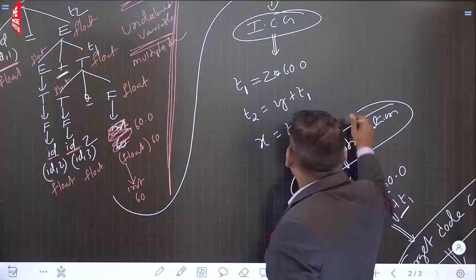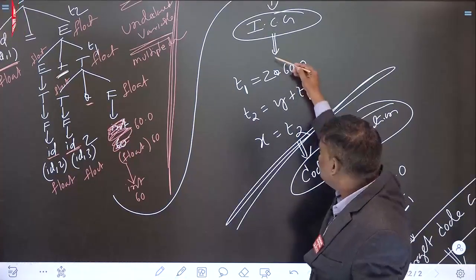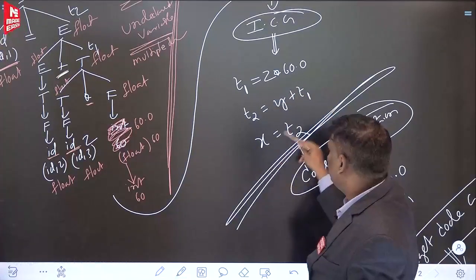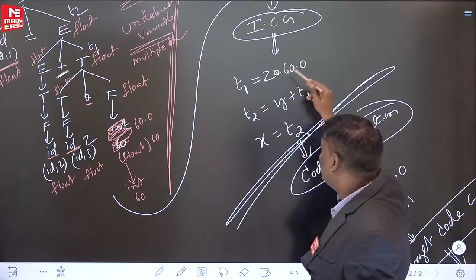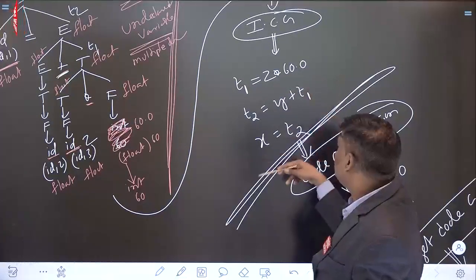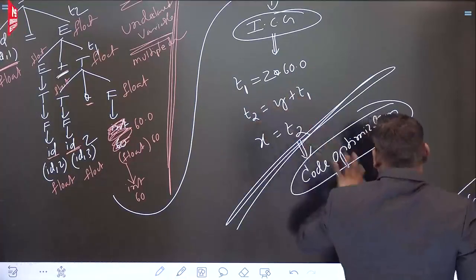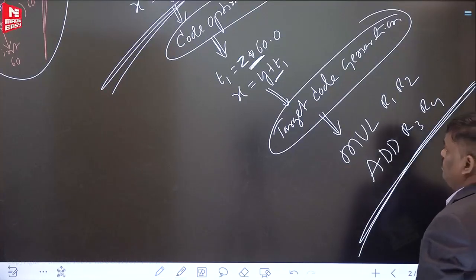Some people are asking me, sir, what about here? You tell me: is it machine dependent code or machine independent code? There are no machine instructions, so this is machine independent code. See, nowhere is mul there, nowhere is add there. This is going to be machine independent code, and this is going to be machine dependent code. Please be careful.